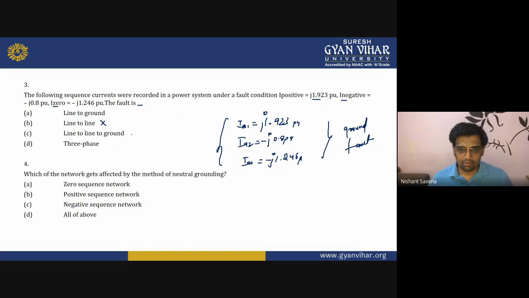Now we know that in a double line to ground fault, IFA1 is equal to IFA2 plus IFA0. So when I add these, that is minus 1.246 and minus 0.8, what will I be getting?